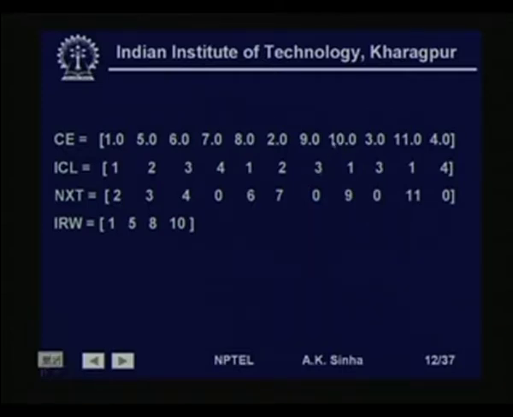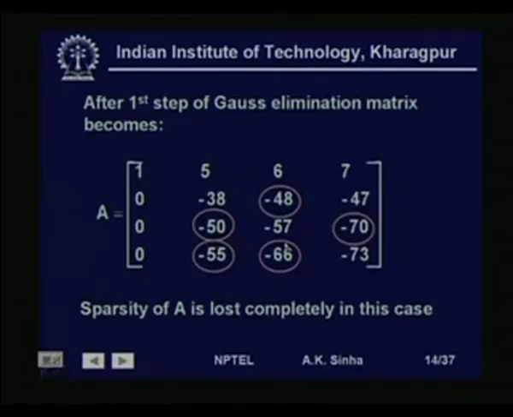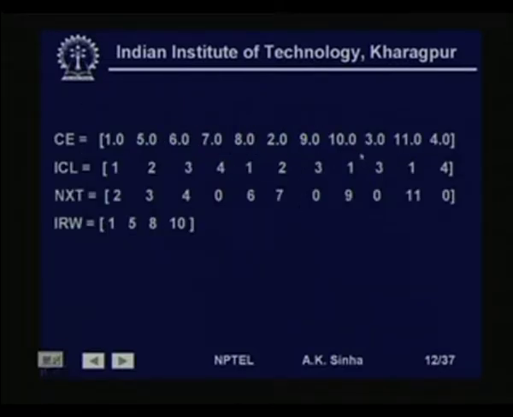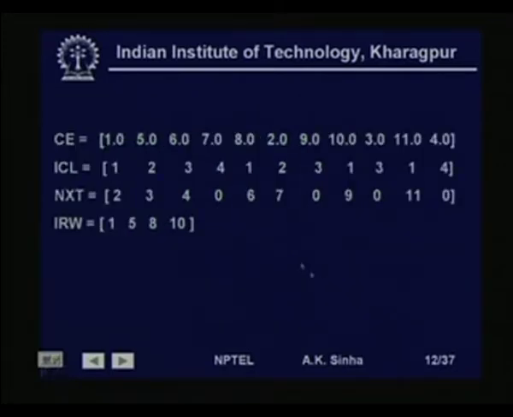Then the eighth element is 10, column number 1. The ninth element is 3, which is in column number 3. The 10th element is 11, this is in column number 1, whereas the 11th element is 4 and this is in column number 4.